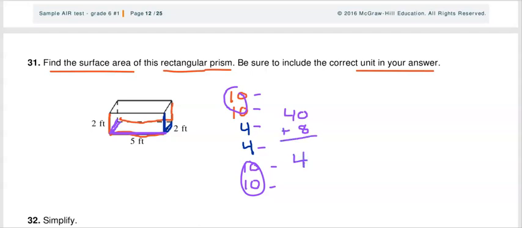And they told us very clearly that they want us to make sure we have the units. So the units are feet, okay, and of course you're finding area, not volume, so it is feet squared. Anytime you are finding area, whether it be just the area of one side of something or the surface area, it will always be in units squared. So that's your answer for 31.